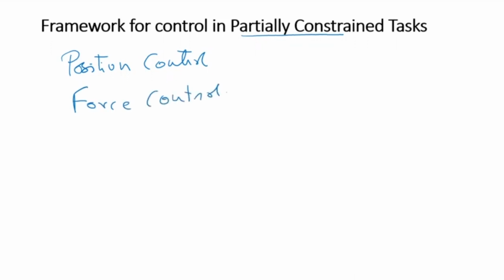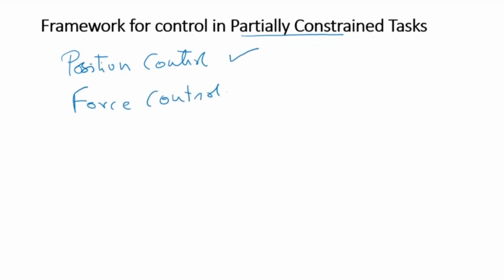Now, the framework for controlling partially constrained environments. Partially constrained means in some directions you can move and in some directions you cannot move. This is the meaning of the word partially constrained environments. Now let's try to understand this concept of position control, and we have force control on the other side. So these are two things we are looking at today.